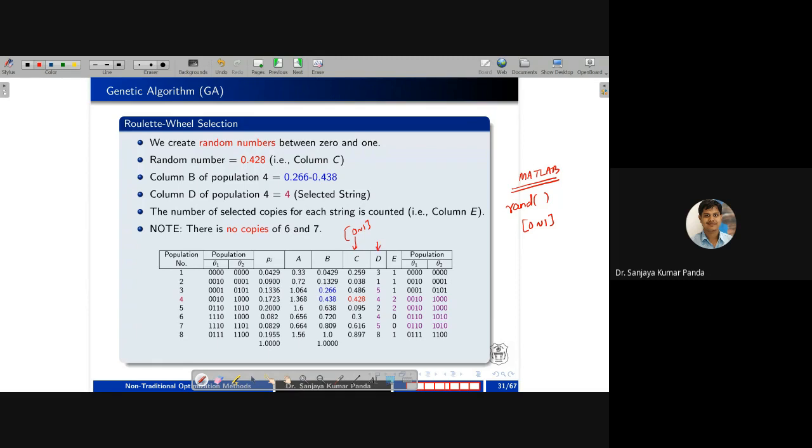Now come to D. Column D says, suppose the value is 0.259 here. How did you get this value? This value is a random value. Now you tell me, go to column B, which is your cumulative probability. Where will 0.259 lie in column B? Is it in the range of 0 to 0.0429? The answer is no. Is it between 0.0429 and 0.1329? Again, no. Is it between 0.1329 and 0.266? Check. It is in this range. So the value written here is 3.